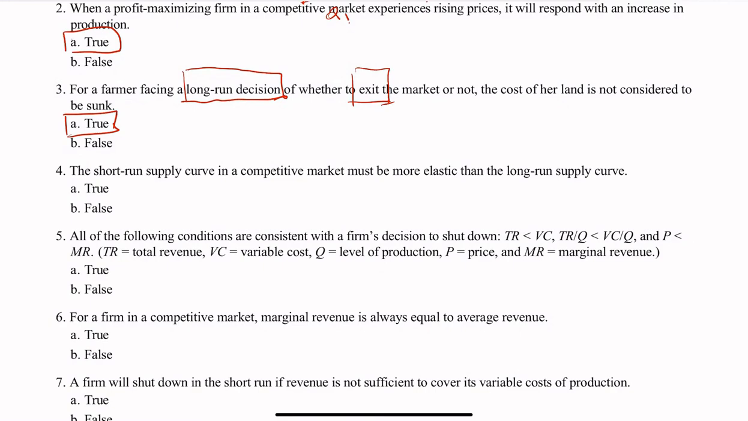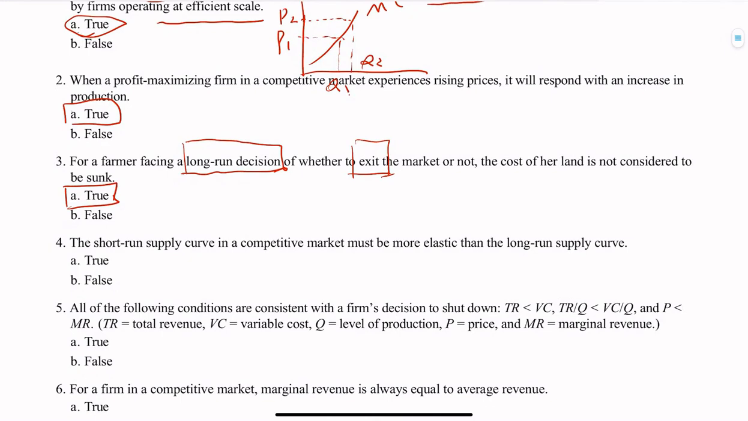The short-run supply curve in a competitive market must be more elastic than the long-run supply curve. Well, this one has been discussed in previous chapters. It is not correct, because in the long run, a firm can make more adjustments. This basically means there is higher elasticity in the long run, so the supply curve will be more elastic. You can also see this if you compare the short-run supply curve and the long-run supply curve. The short-run supply curve generally looks like this, and the long-run supply curve looks like this. And we know that the horizontal line has the largest possible elasticity. To be more precise, if a supply curve is a horizontal line, then the elasticity is infinite. So in this case, it is true.